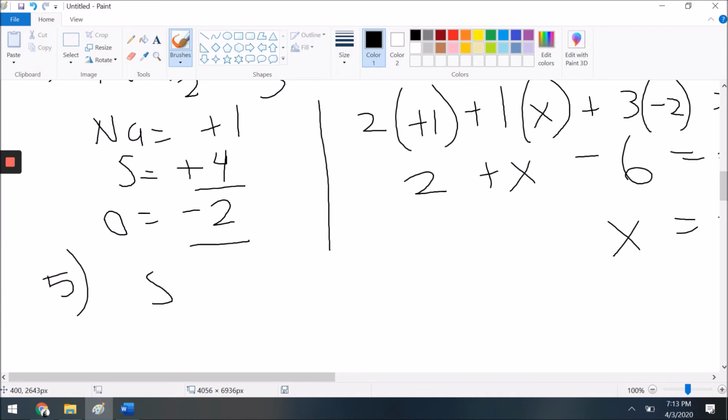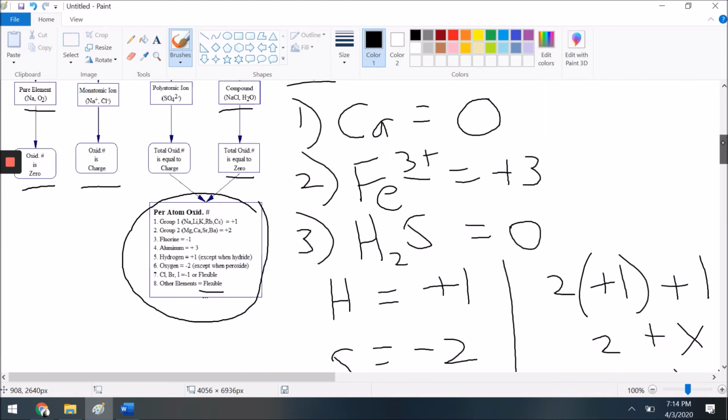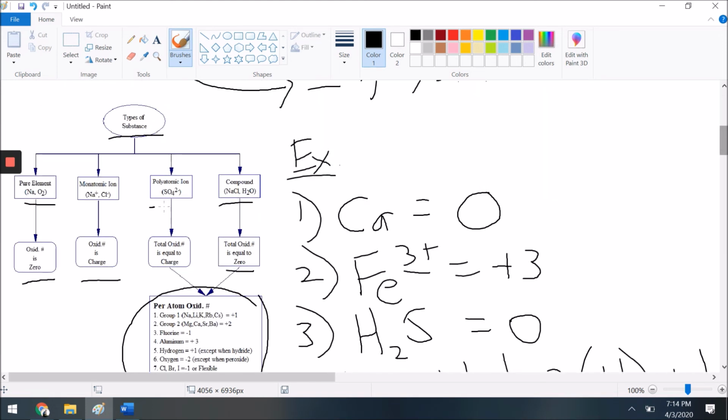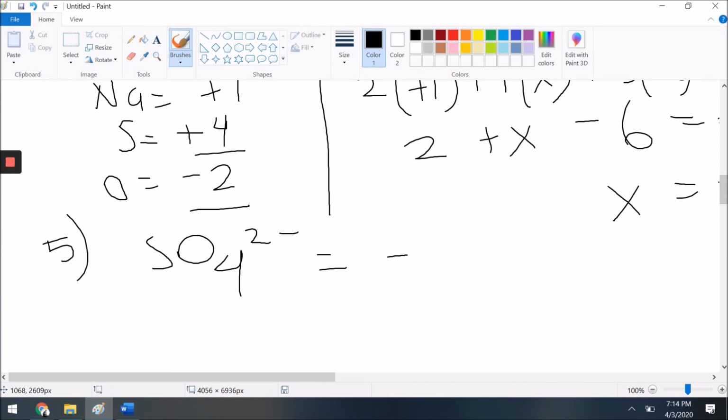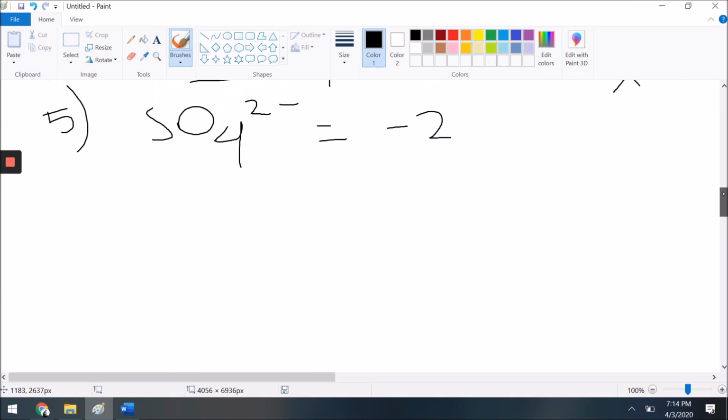Let's say you just have SO4. This time it's 2 minus. Here we go. So it looks like we have a polyatomic ion, and hopefully you guys remember this is called a sulfate ion. So what is the oxidation number for this? Let's take a look at the rules over here. So again, we know it's a polyatomic ion. Oxidation number is equal to its charge, just like the rules for the monatomic ion. So what's the oxidation number for sulfate? It's going to be -2.